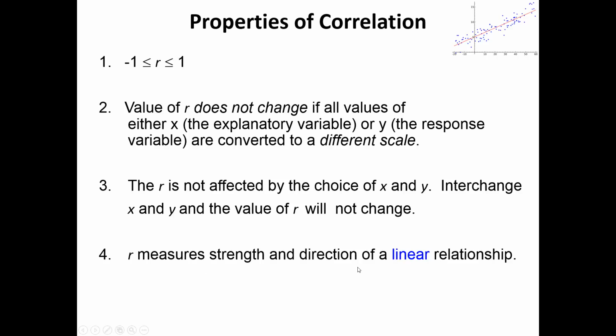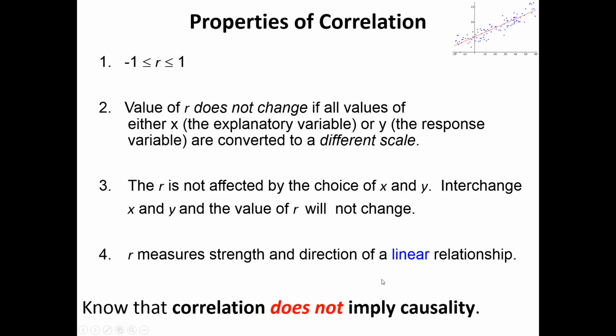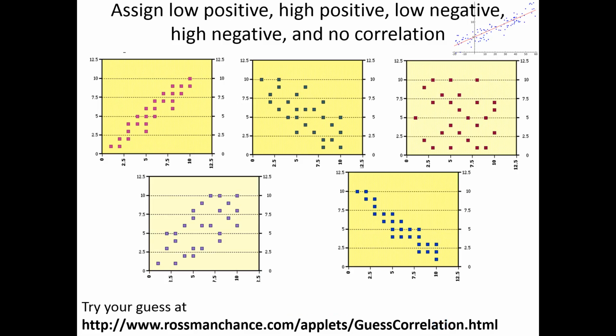R does measure the strength and direction of a linear relationship. But as you know from our first day of class and the articles that you read or heard about when they were reported in class, having a very high correlation does not imply causality. Causality is a different beast altogether, and while they may be related, maybe correlation is necessary for causality, it is by no means sufficient for causality.